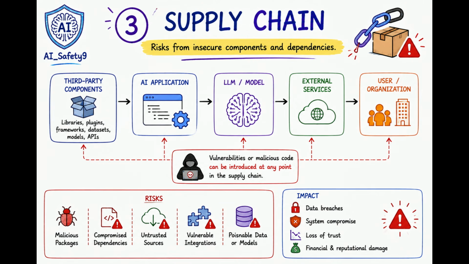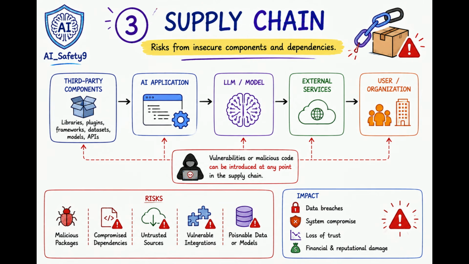An AI application doesn't operate in isolation. It depends on third-party libraries, plugins, frameworks, datasets, pre-trained models, APIs, and external cloud services before delivering results to users. If any one of these components is compromised, the security of the entire AI application can be affected.